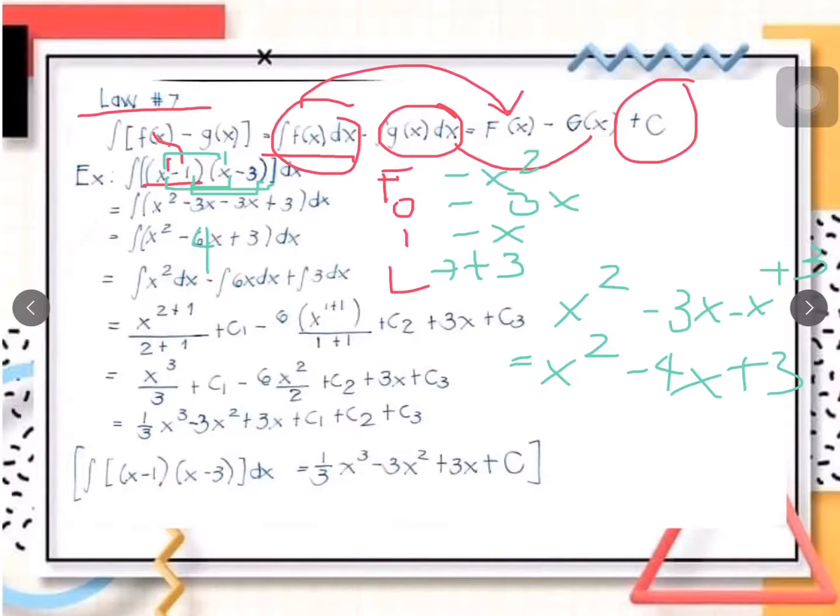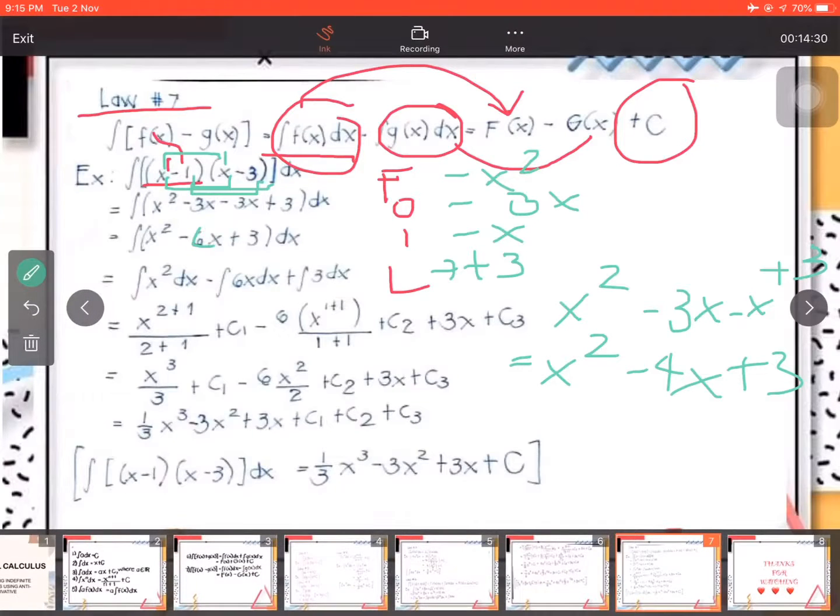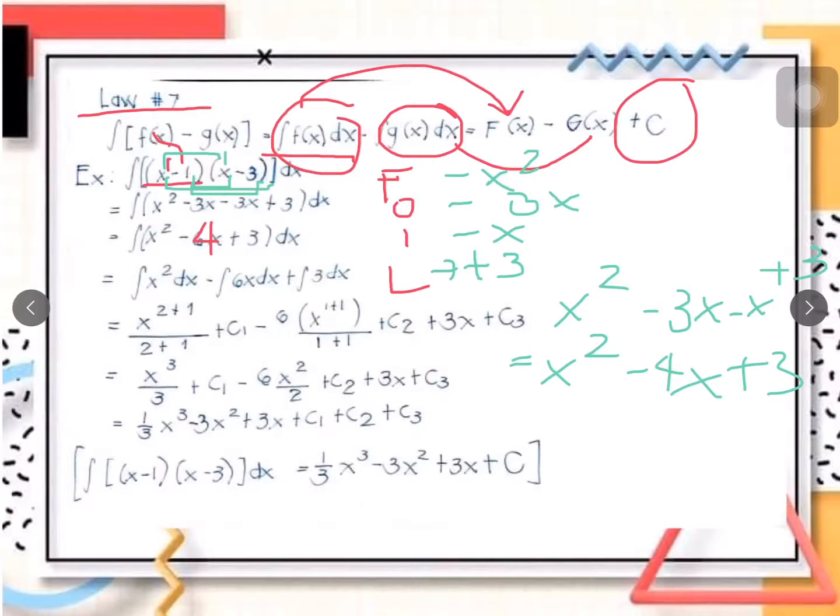So, this will become 4x. Another color. 4. Because this should be just x. 1.